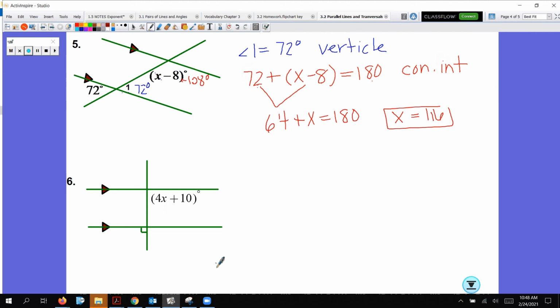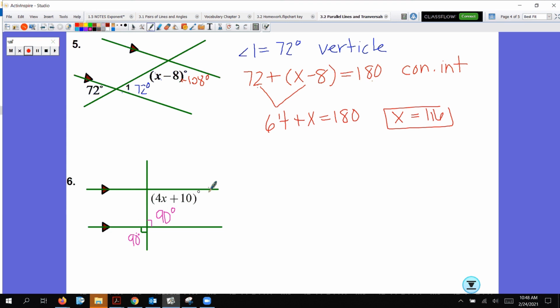Okay, number 6. Oh my goodness, now I don't have any numbers. What is happening here? All right, I'll show you what's happening here. Do you see this little box? What does that mean? That means that this is 90 degrees. Okay? And then these are vertical angles. That means that this is 90 degrees over here.